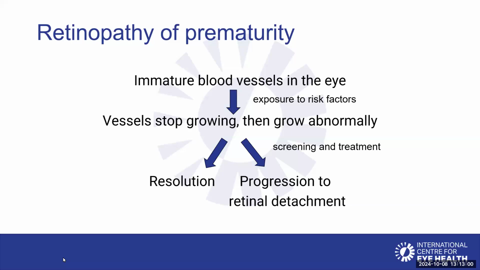So the purpose of screening is to find babies who've got retinopathy of prematurity, and particularly to identify the babies that have got the mix of clinical signs which suggest progression to retinal detachment. Those babies need urgent treatment within 24 to 48 hours, ideally. And that treatment is highly effective at preserving sight.